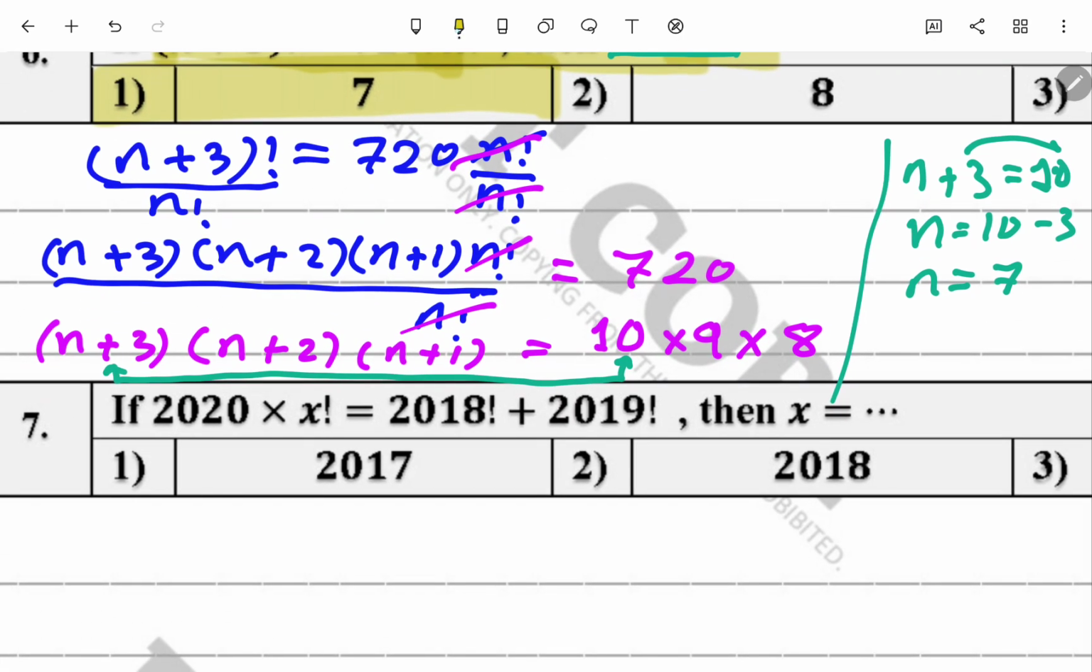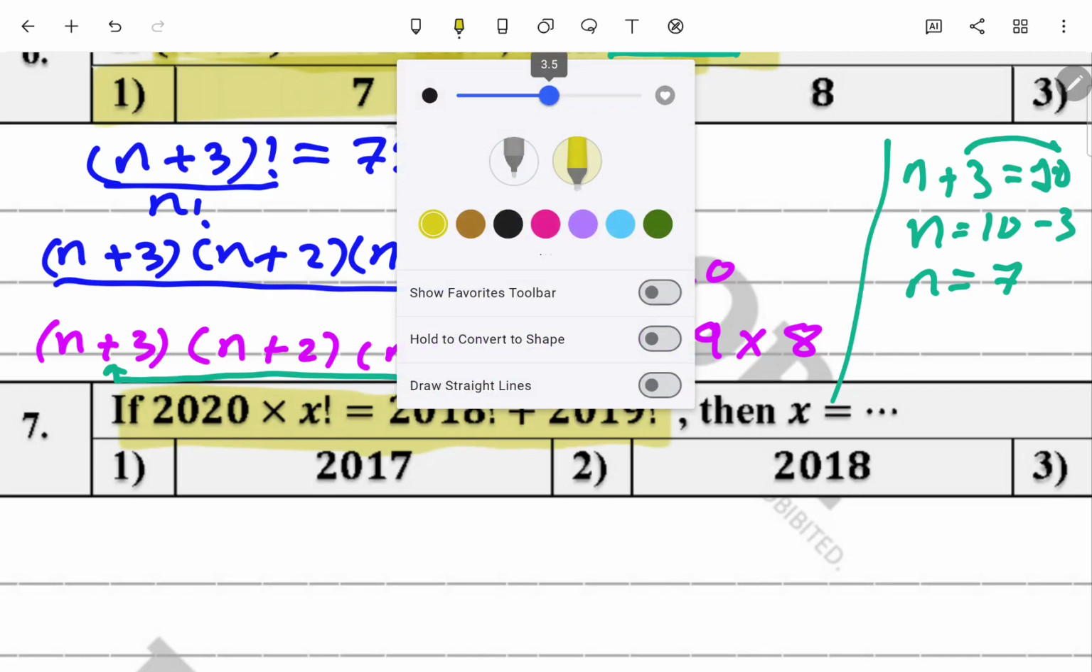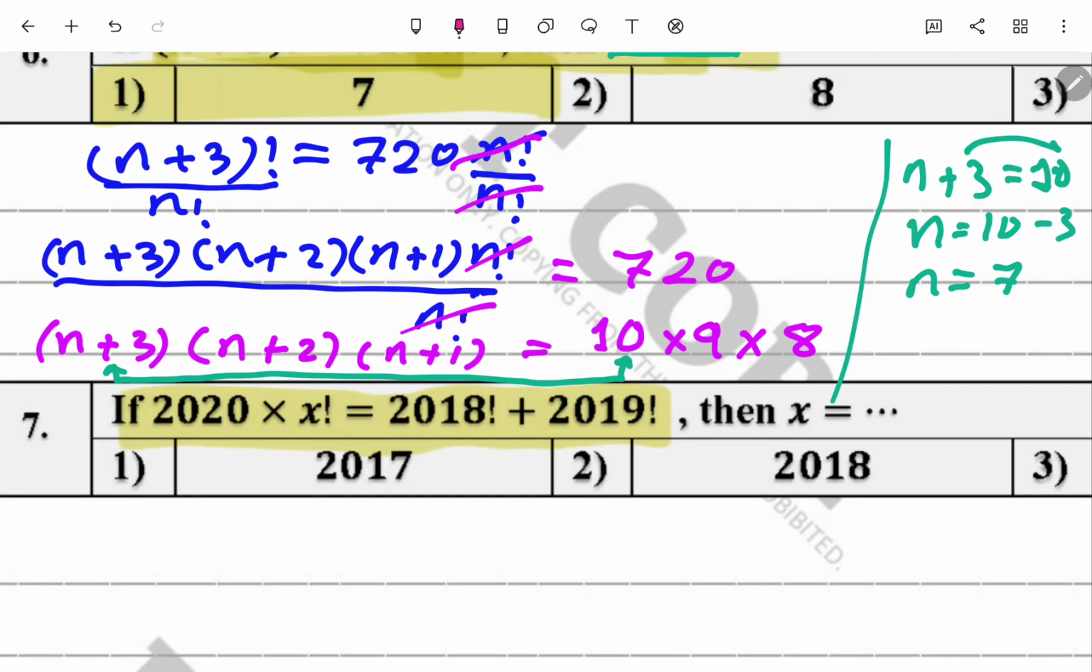In number 7, we can see that we have 2019 times x factorial equals 2018 factorial plus 2019 factorial. As we told you, it's better for you to start by the biggest one and expand it. I can see that 2019 factorial is the biggest factorial. Don't think about 2019 times x because it hasn't a factorial. We are thinking about the biggest factorial. So keep everything as it is, only start to expand here.